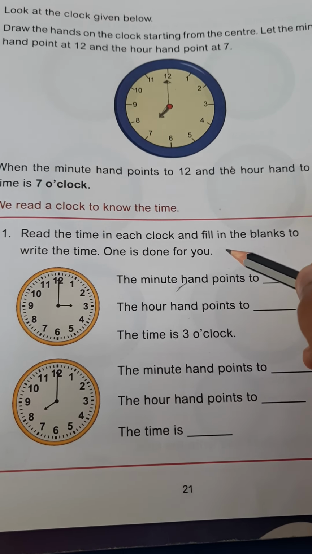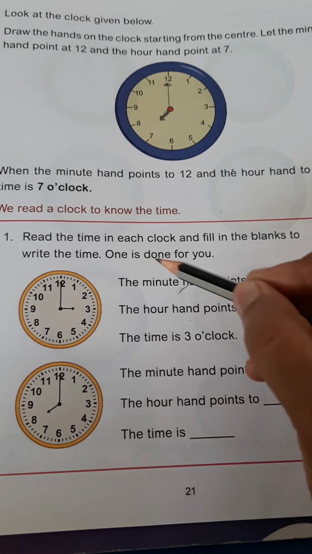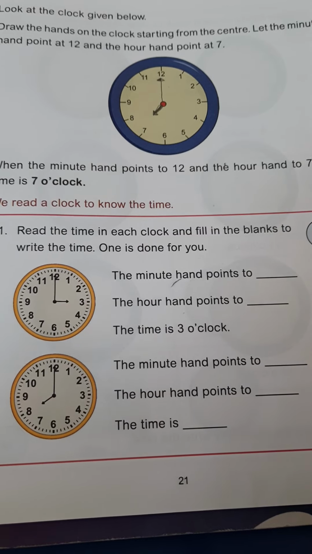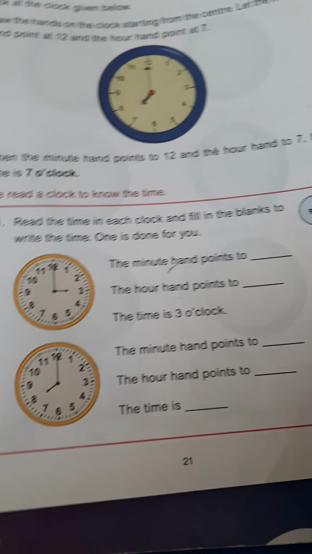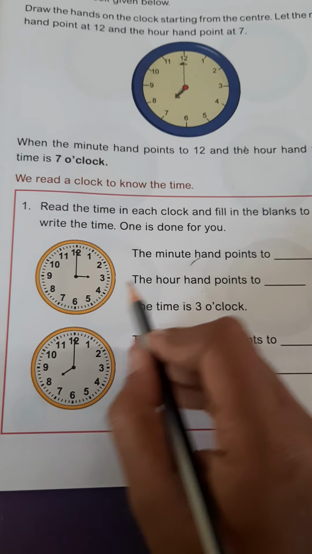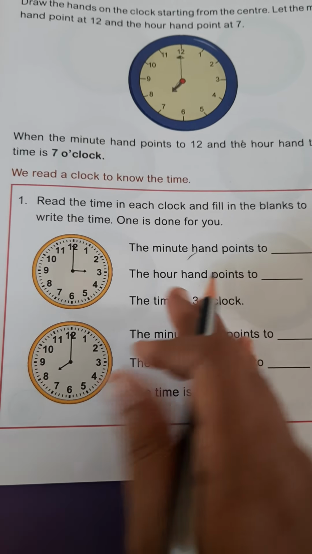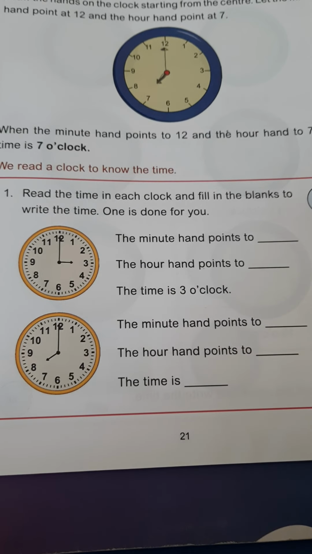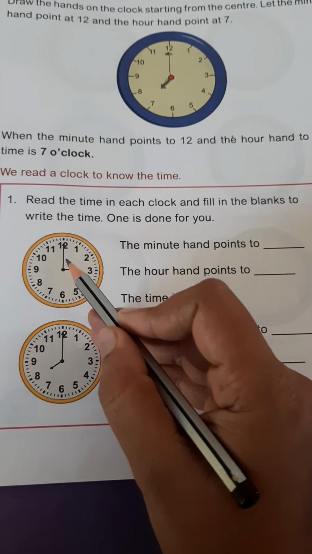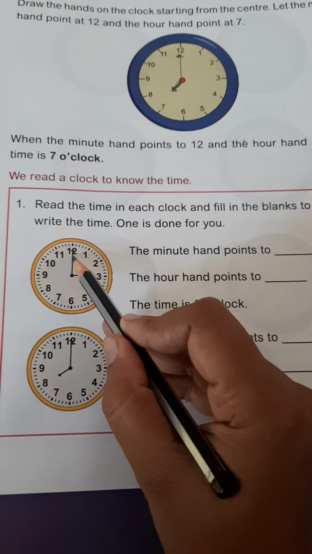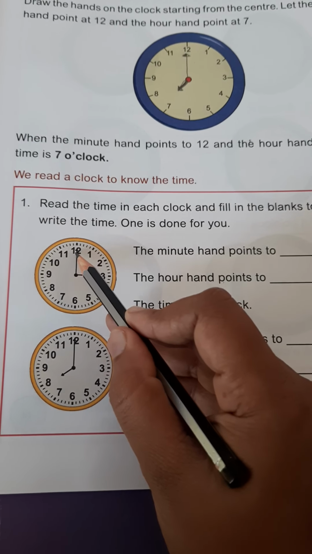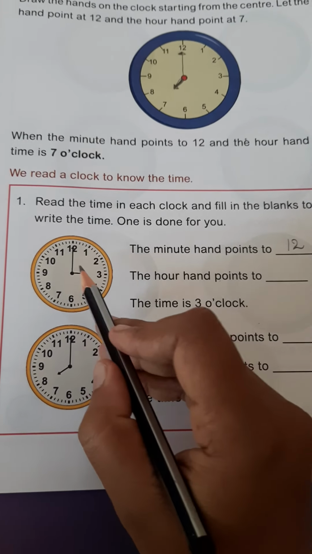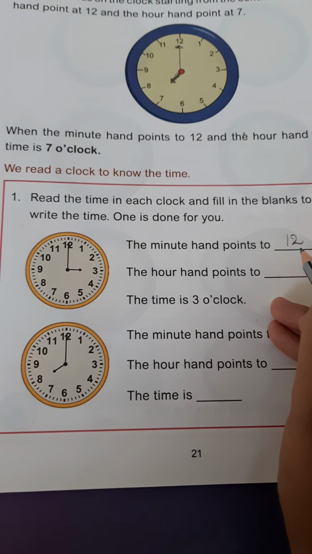Read the time in each clock and fill in the blanks to write the time. One is done for you. So first, children, where does the minute hand point here? Observe, children. The minute hand is long, so this is the minute hand. Where does the minute hand point? At 12. So write 12. The minute hand points to 12.